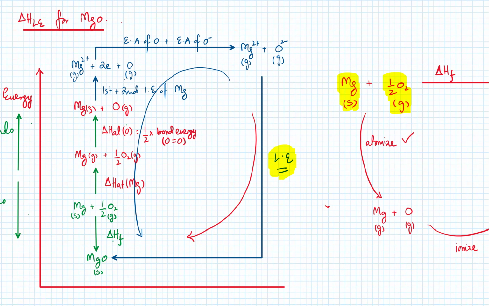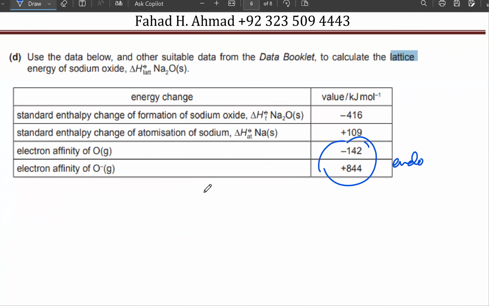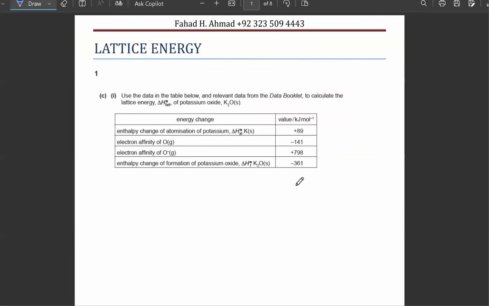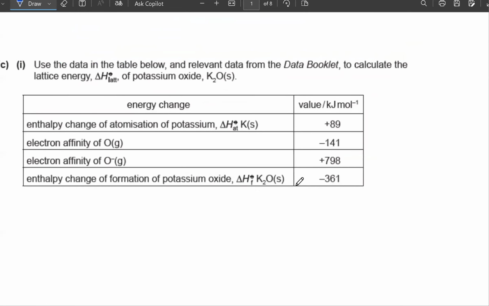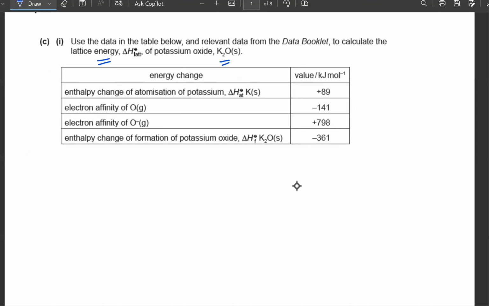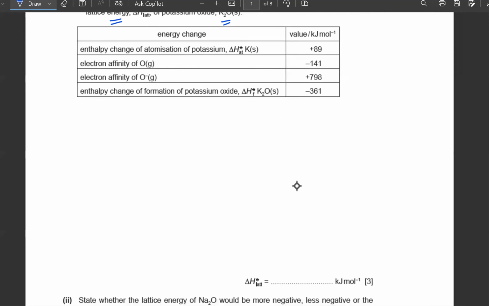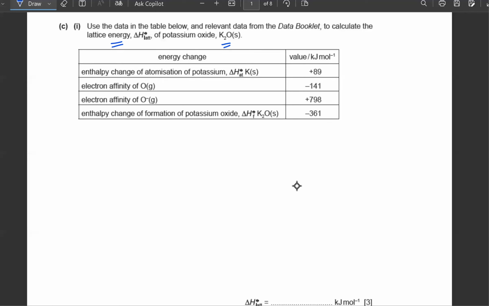So we're going to just practice this worksheet, which is over here, and try and do these questions. All questions would be kind of similar. For example, I've got potassium oxide over here. They're asking for the lattice energy of potassium oxide, right? So you're going to start the same way, with the enthalpy of formation. Although no energy values are given here, sometimes they're going to give you those as well.